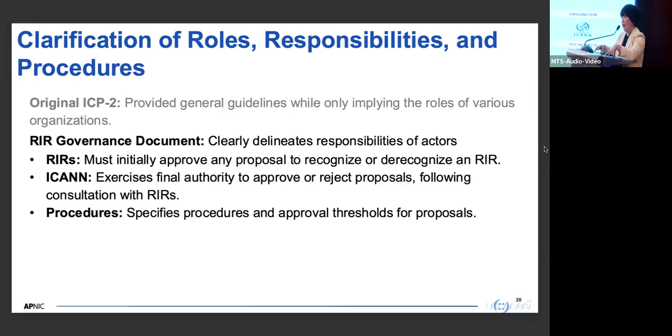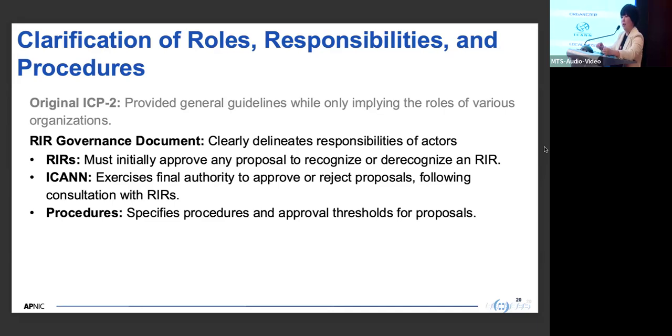So this document now, the revised version, will clearly delineate the responsibilities of various actors, such as the RIRs, obviously. ICANN also plays a big role now in this document, where it was kind of implicit before. And then as well, laying out all those procedures and approval thresholds that would be needed if, for example, somebody wanted to establish a new RIR.